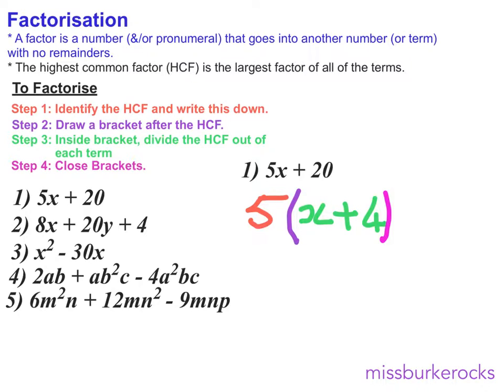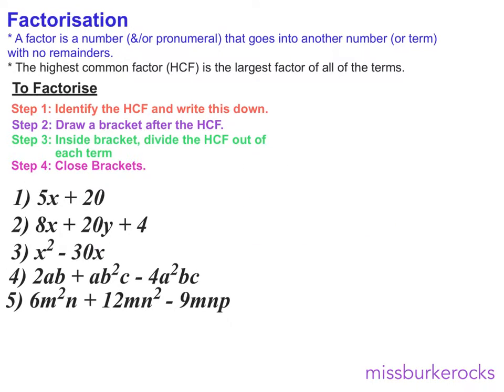And we know how to expand brackets, so we could double check that. 5 times x gives me 5x, and 5 times positive 4 gives me positive 20. So therefore we're checking to make sure that we're correct. Okay, we're going to try the next example now. So example number 2, we are going to do right now.